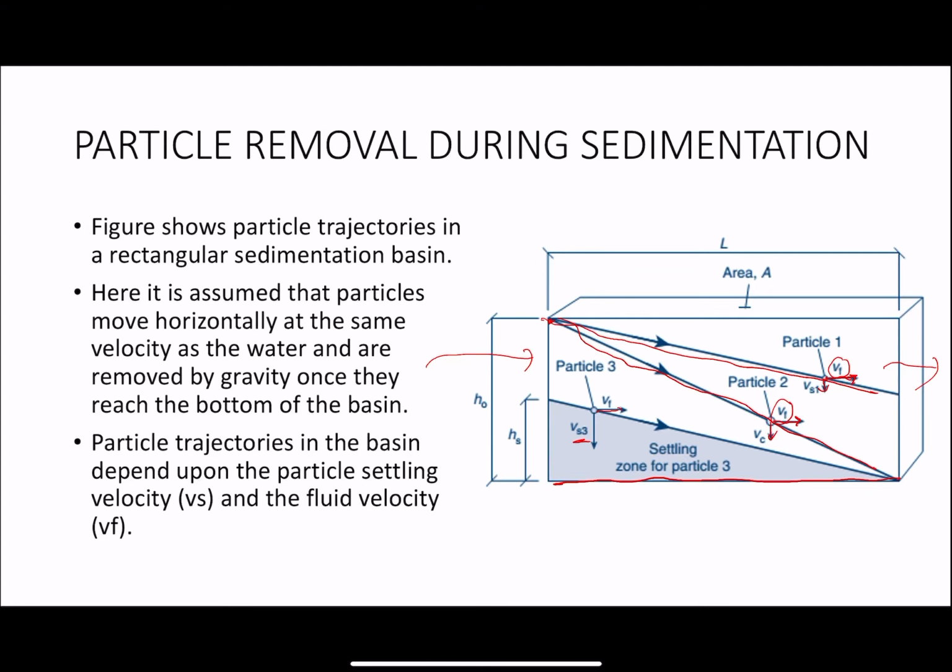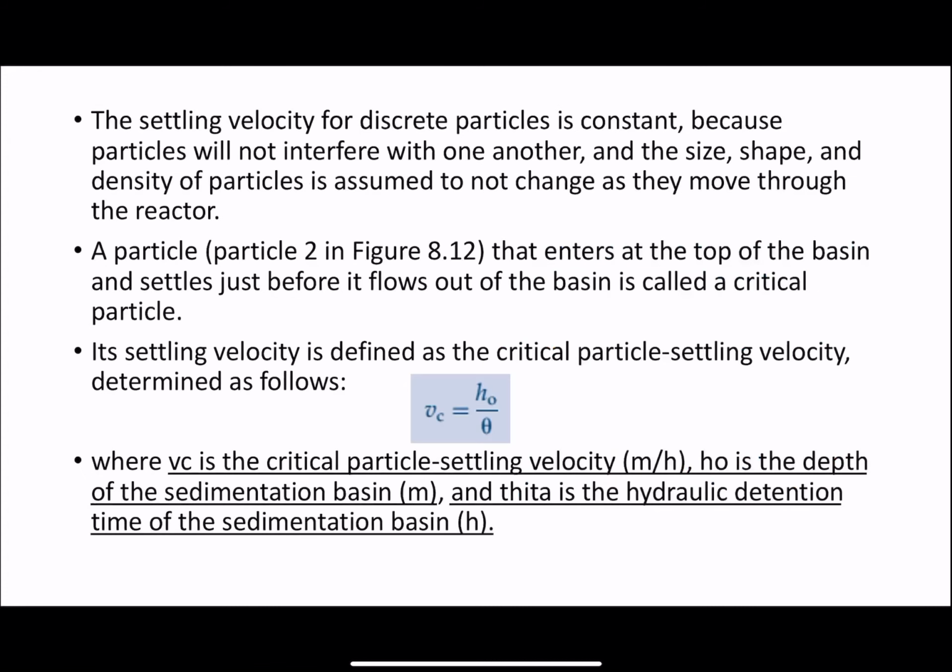So this is the fluid velocity, and this is the settling velocity of particle 1 and the settling velocity of particles 2 and 3. This settling velocity for discrete particles is constant because the particle will not interfere with the others.